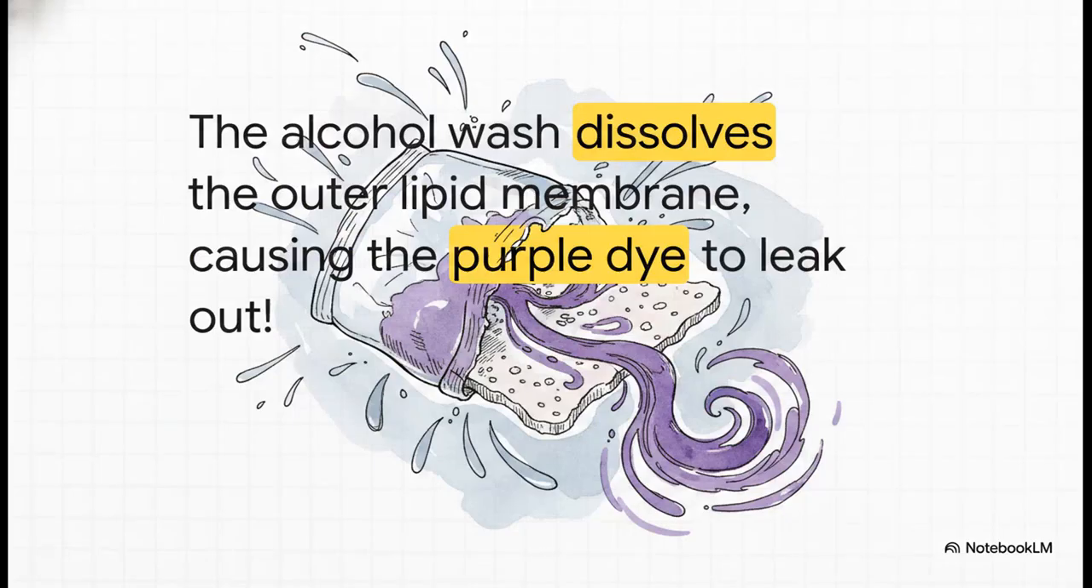So the absolutely crucial point here is what happens during that alcohol wash step. You know how alcohol is great at dissolving lipids, right? Well, the alcohol literally dissolves that outer lipid membrane. It melts away our imaginary plastic bag. And without that outer shield, the thin, flimsy peptidoglycan layer underneath just can't hold on to the crystal violet dye. All that purple color just leaks right out.